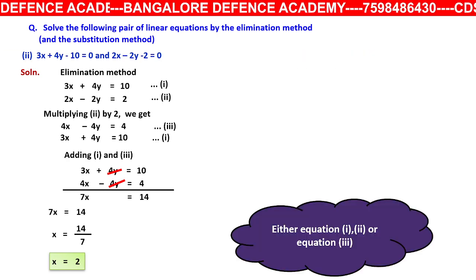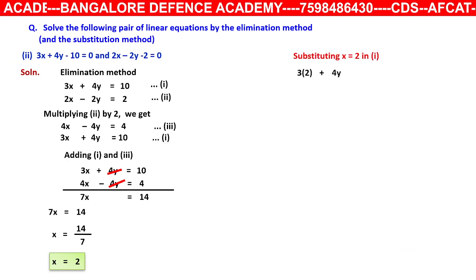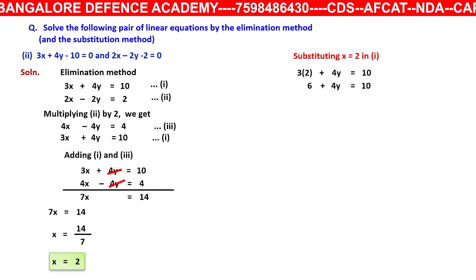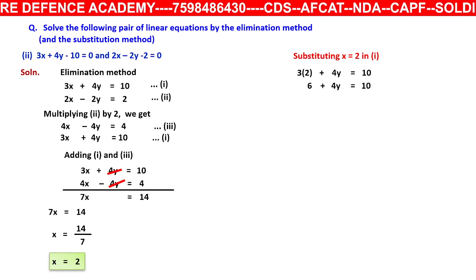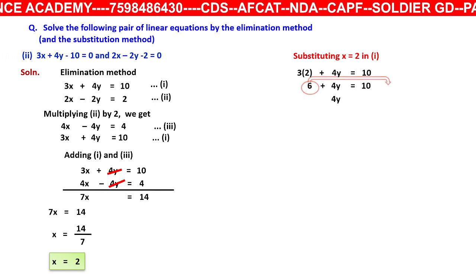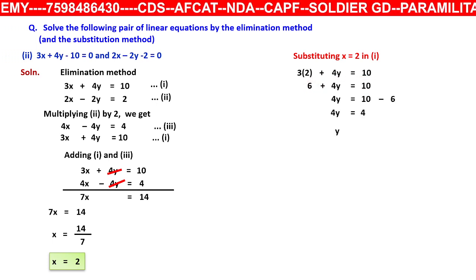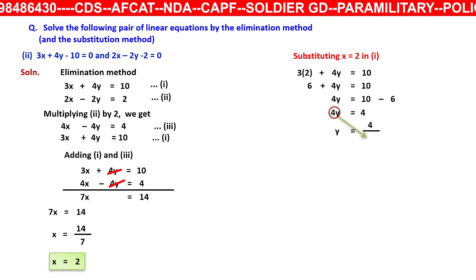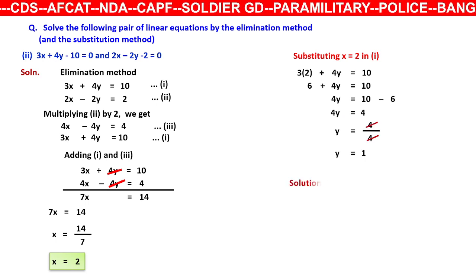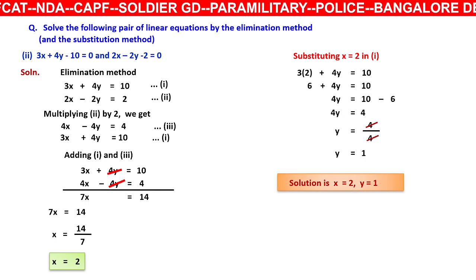So now look at this. For example, 3 into 2 plus 4y, you get 6 plus 4y is equal to 10. 6 goes to the right hand side, 4y is equal to 10 minus 6, that is equal to 4. So y is equal to 4 by 4, the answer is 1. So the answer for this question is x is equal to 2 and y is equal to 1.